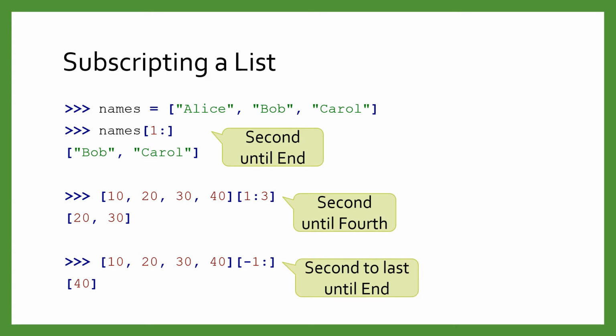Much like strings, you can use a colon and square brackets to access a range of elements from a list. The rules are the same as for strings. The first number is the starting index, and the second element is the ending index.